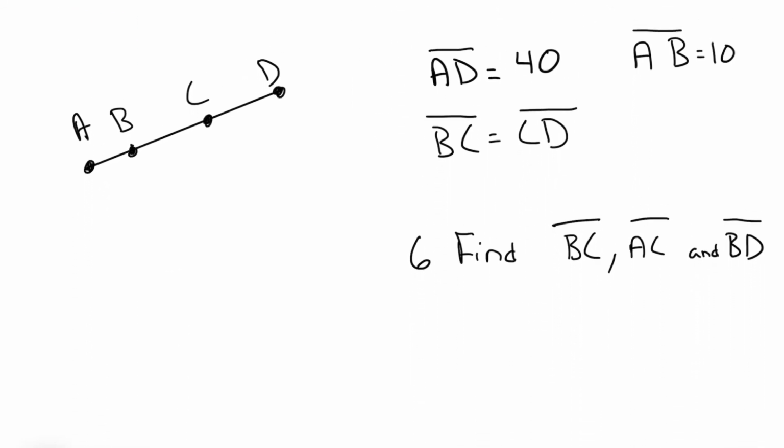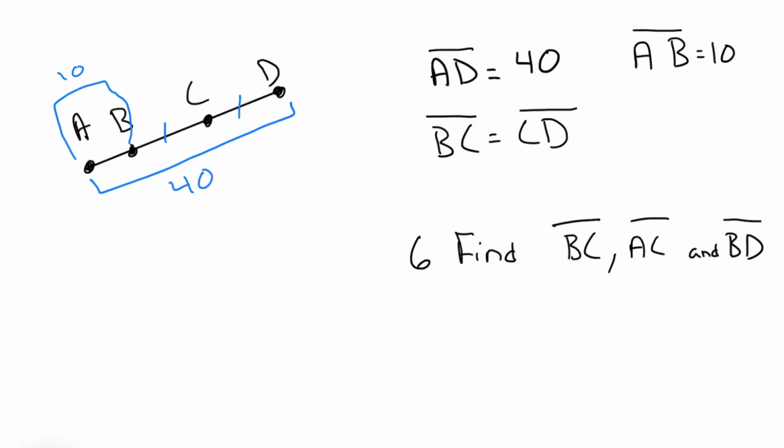All right, and then we're going to go ahead and do our last problem. Okay, we're going to go ahead and label these like we did before. So our AD is equal to 40. And then we have our AB is equal to 10. And then we have BC is equal to CD. So we're going to just go like that. All right, and so first thing it wants us to find is BC.